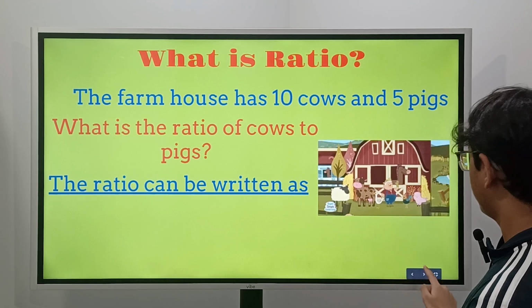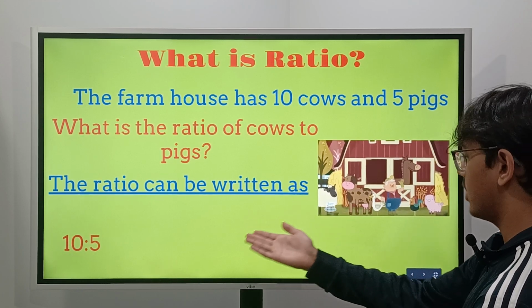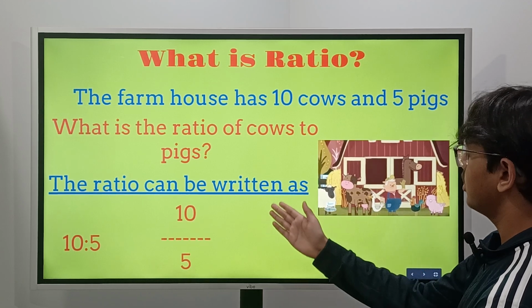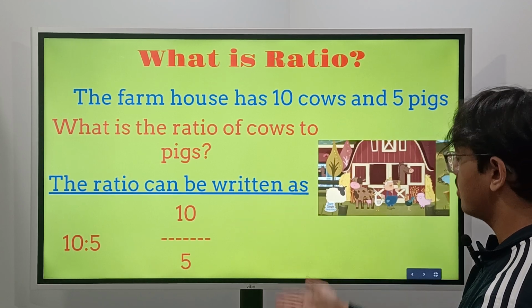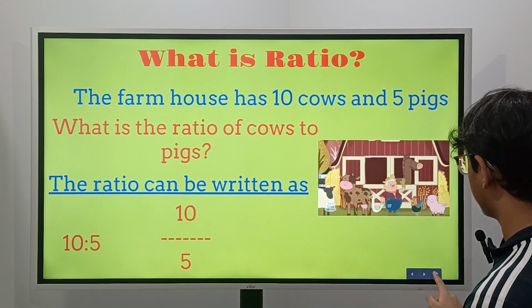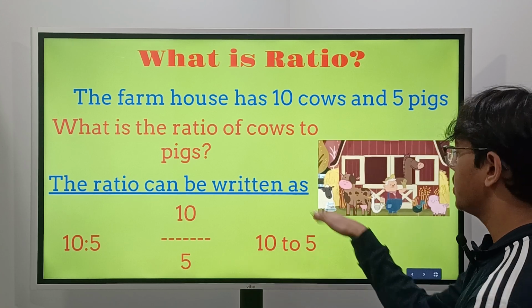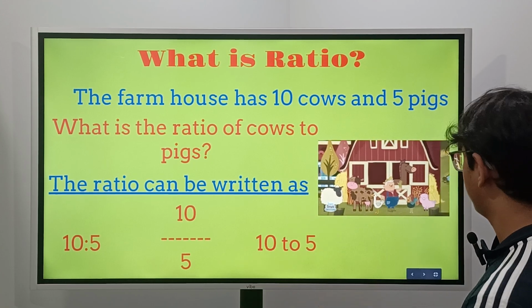So the ratio can be written in three ways. The first way is 10 to 5, written with the double dots like that. The second can be written as 10 over 5, which is the fraction form. And finally, the third way is written as 10 to 5. So these are all three different ways that you can write a ratio.